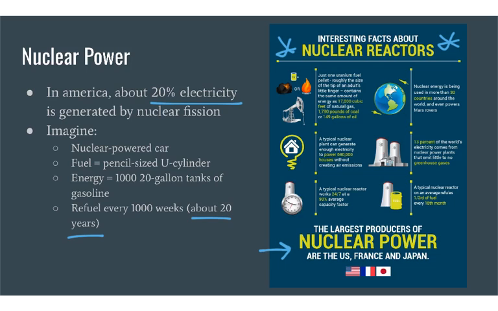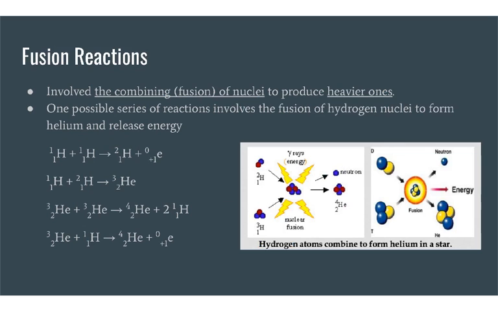So that's fission. Now let's talk about what's happening at the sun. This is called fusion. It involves the combining, or the fusion, of nuclei to produce heavier ones. So now we're going from lighter nuclei to heavier. One possible series of reactions is the fusion of hydrogen to form helium and release energy. And we can see it in this reaction series below. First we have two hydrogens combining together to form another hydrogen, and it's releasing some energy.